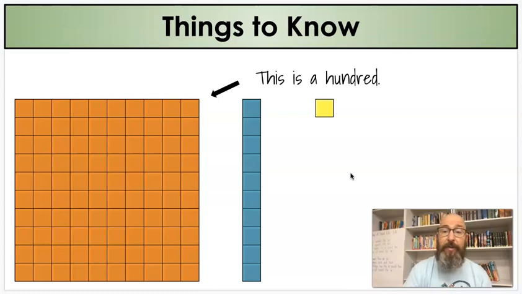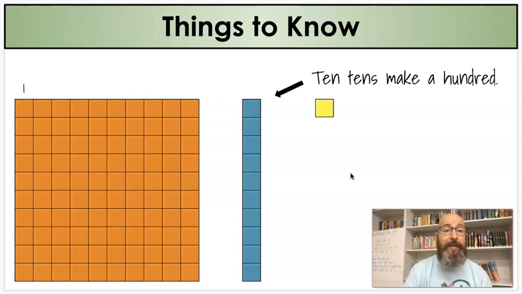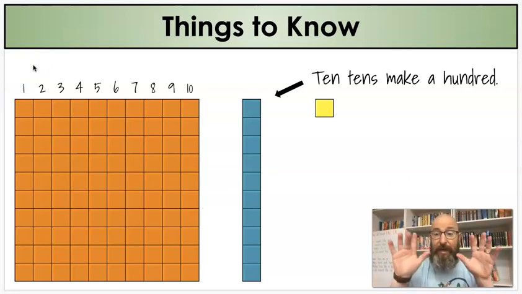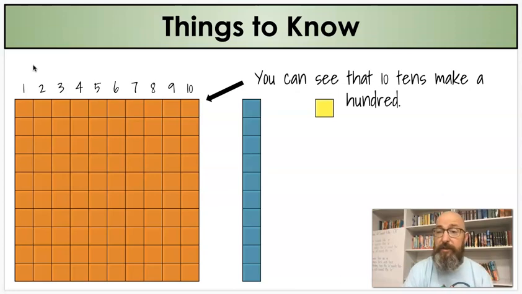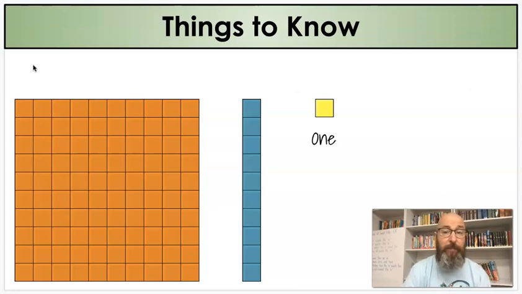And we know that 10 tens make 100. We can count them here. You can see we have 1, 2, 3, 4, 5, 6, 7, 8, 9, 10. 10 tens make 100. If you got your 10 little fingers out and you counted by tens, 10, 20, 30, 40, 50, 60, 70, 80, 90, 100. So we know that 10 tens make 100. These are things we need to know to be able to do place value. So we have a 1, we have a 10, we have 100.